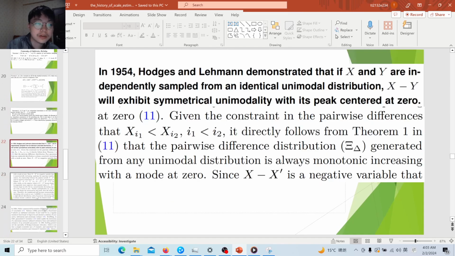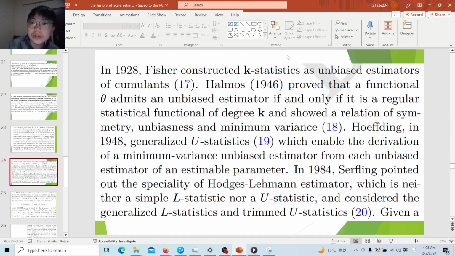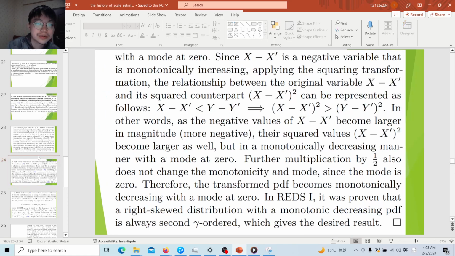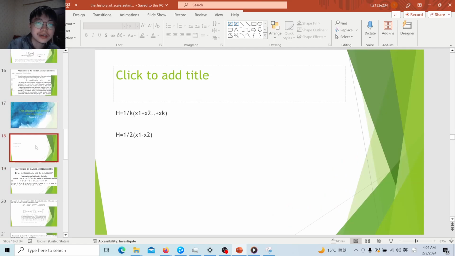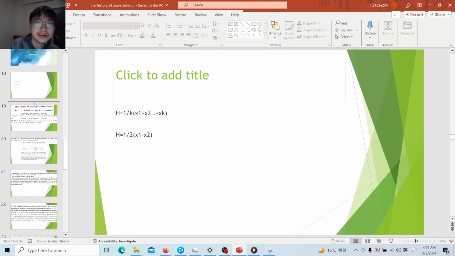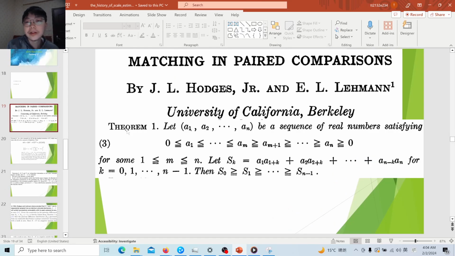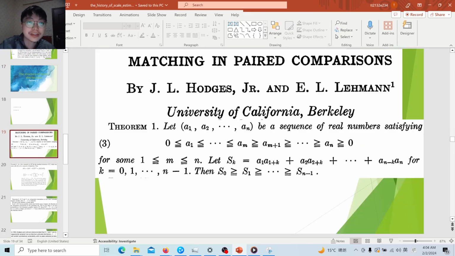The concept of U statistics was first from Fisher and Hamels, and Serfling pointed out trimmed U statistics, and indeed he is the first to consider the structure of U statistics. So generally, the structure of U statistics, kernel distributions, or pseudo samples are referring to the same things. And Hodges and Lehmann are, to my knowledge, the pioneers who first considered such kernel distributions.